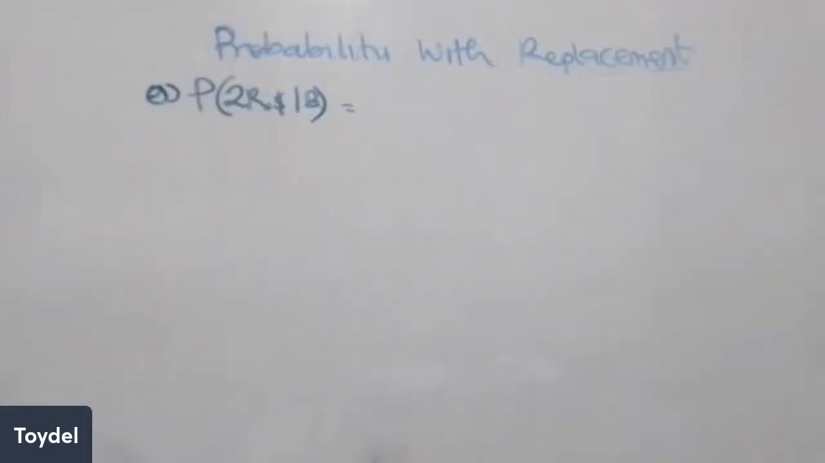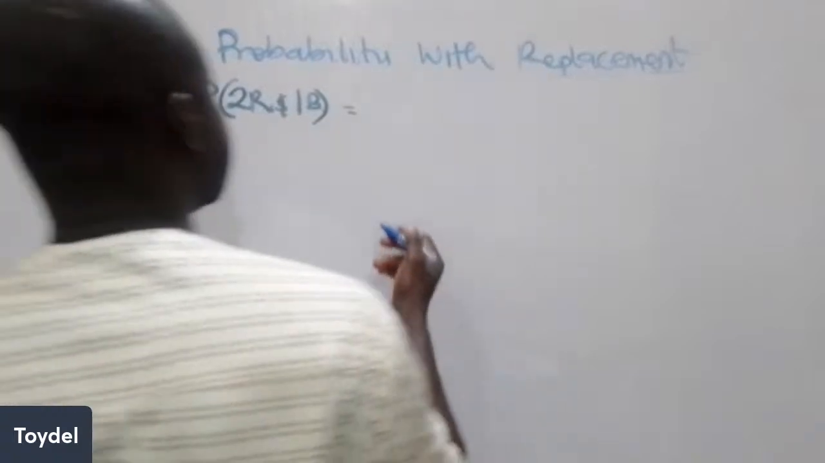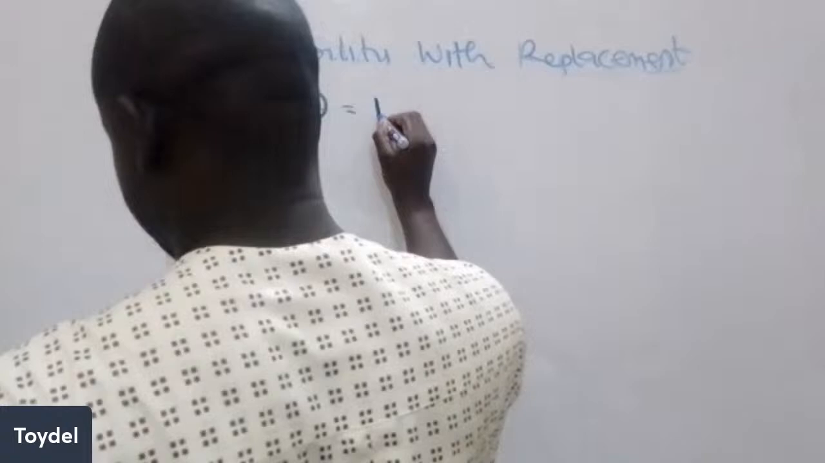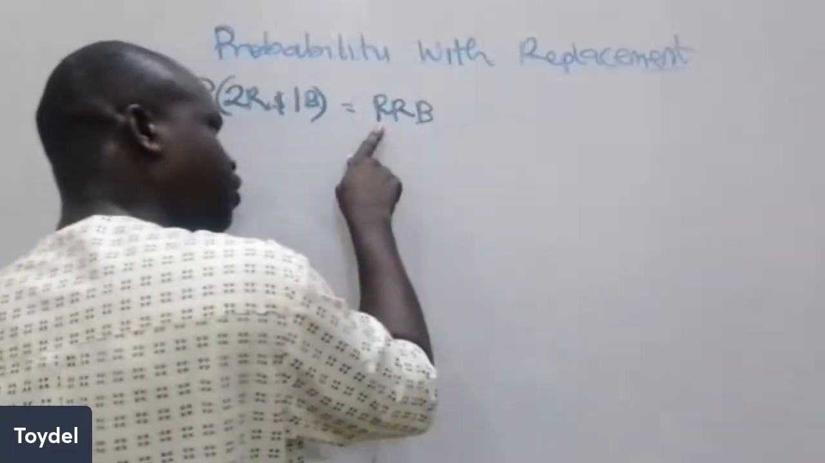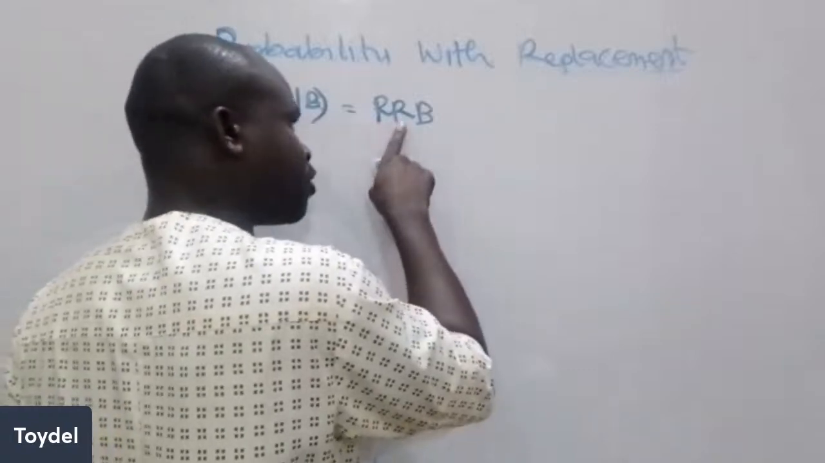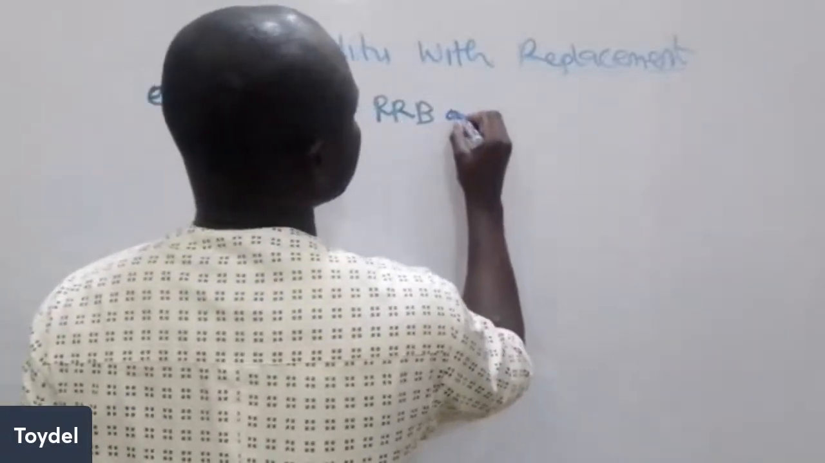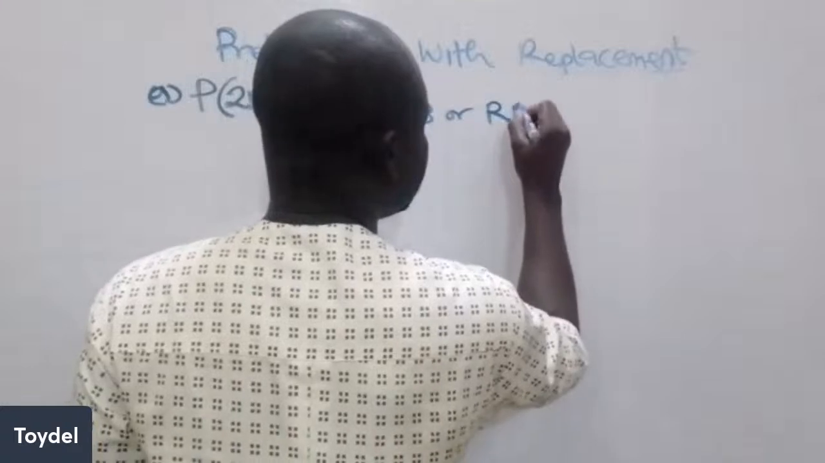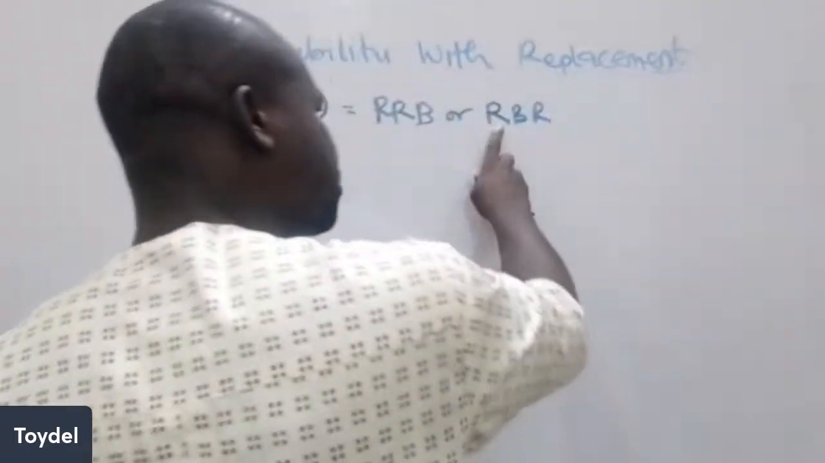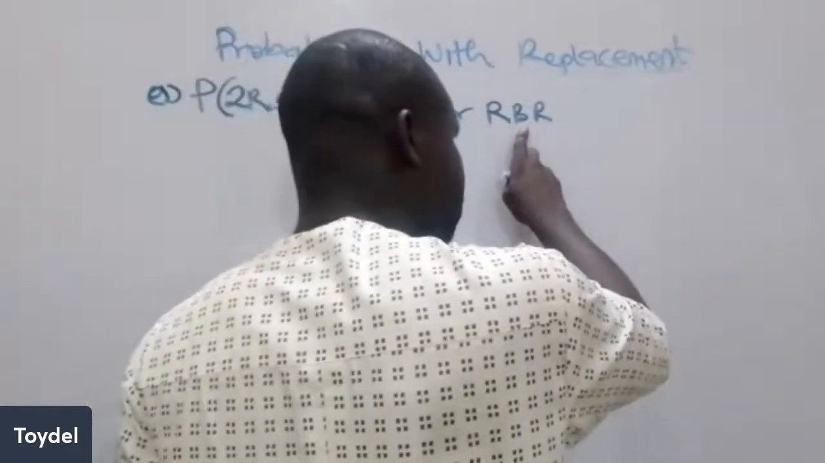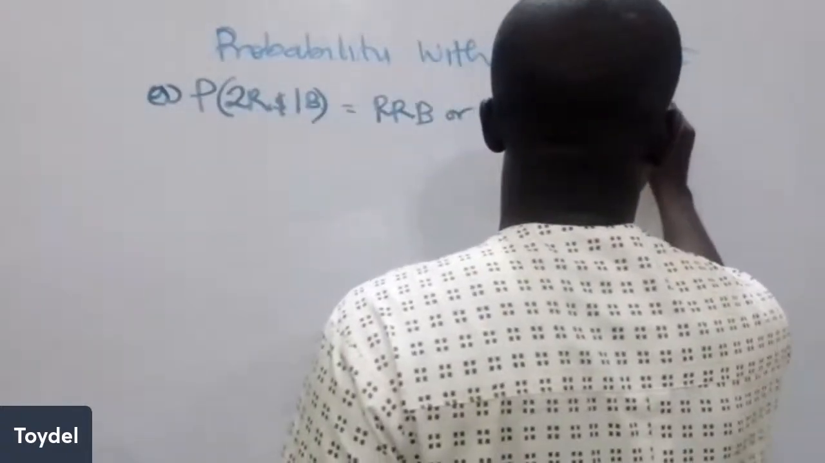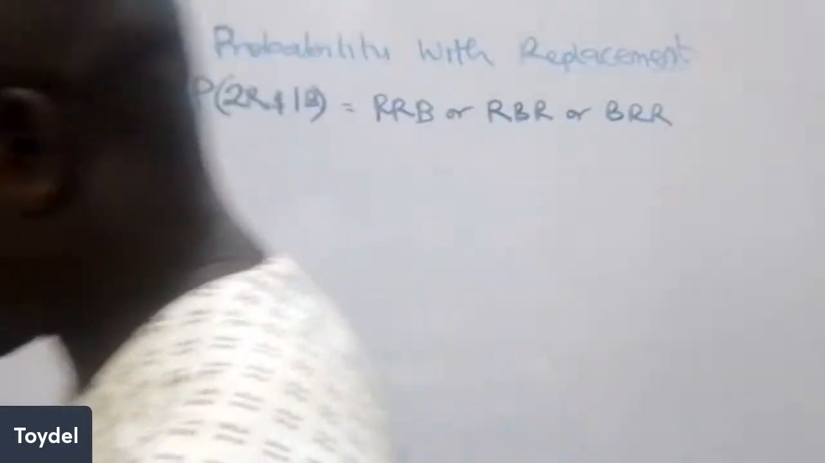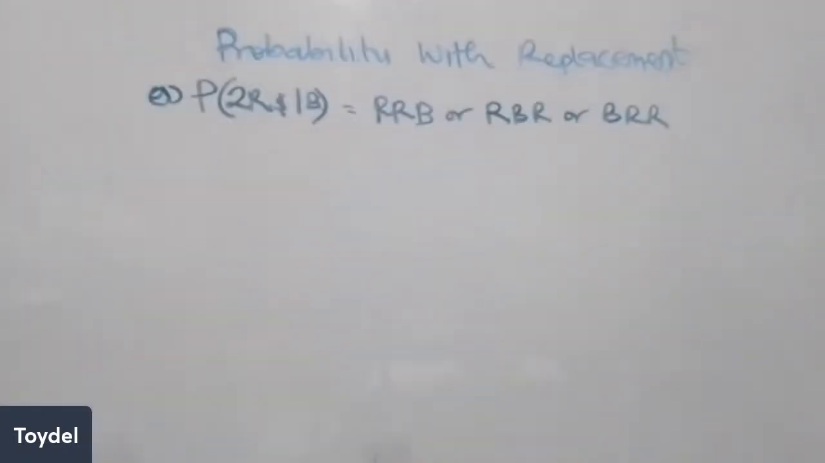For us to be able to get 2 red and 1 blue out of the 3 balls, there are 3 possibilities. We pick red, red, blue. That is when we pick the first ball, it's red. When we pick the second ball, it is red. Then the last ball is blue. Or we pick red, blue, red. That is when you pick the first ball, it's red. When you pick the second, it's blue. Then when you pick the third, it's red. Or we pick blue, red, red.